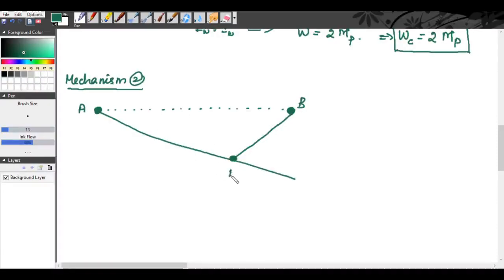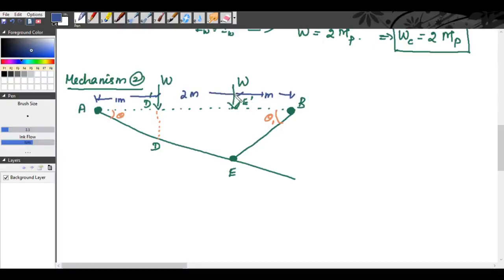Okay, so this is E. Let us take this point as E dash. There is a concentrated load of W. Again, there is a concentrated load of W at, let us take this point as D dash, and this will be D. So now let us take this angle as theta and this angle at B theta 1. So this distance is, we know, this is 1 meter. This is 1 meter and this is 2 meter, right?